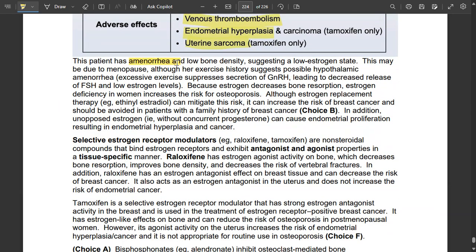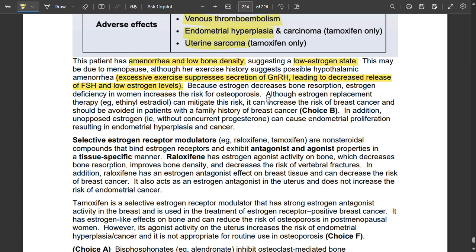Amenorrhea: if the patient has amenorrhea and low bone density, there is a low estrogen state, so estrogen levels are low. This may lead to menopause, although exercise history should be considered, such as possible hypothalamic amenorrhea. Excessive exercise suppresses secretion of GnRH, leading to decreased release of FSH and decreased estrogen levels. Because estrogen decreases bone resorption, estrogen deficiency increases the risk of osteoporosis.